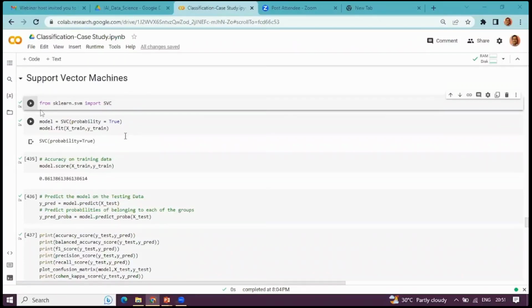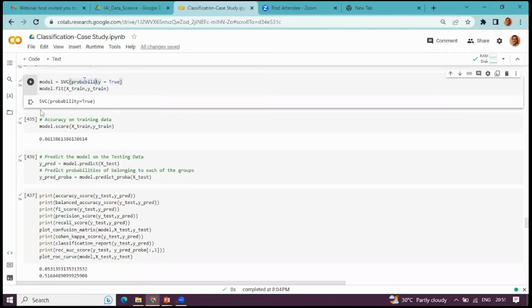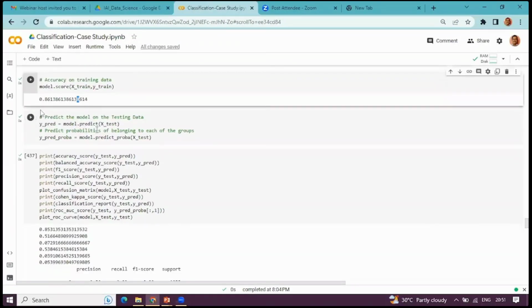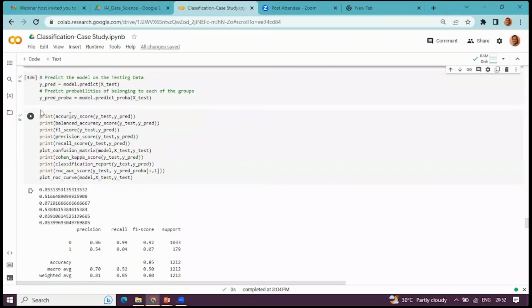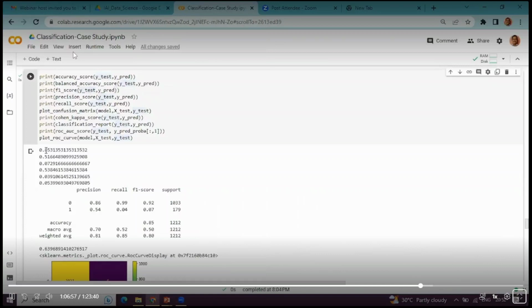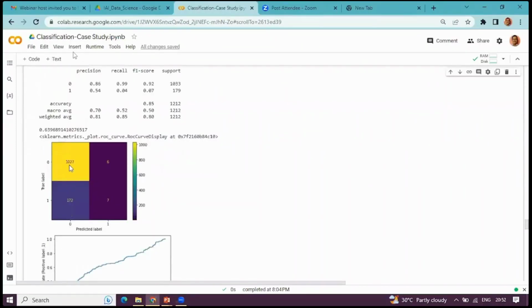So again, I'm going with the support vector classifier on the training data. Look out for the accuracy on the training data. If it is higher than the null accuracy, then probably there is no underfitting of data. Then you test it on the testing data and look out for a series of metrics. Probably you could see these are the various metrics that have come out. Some of them are interesting, some of them are looking pretty pathetic. So you could clearly see the classification.